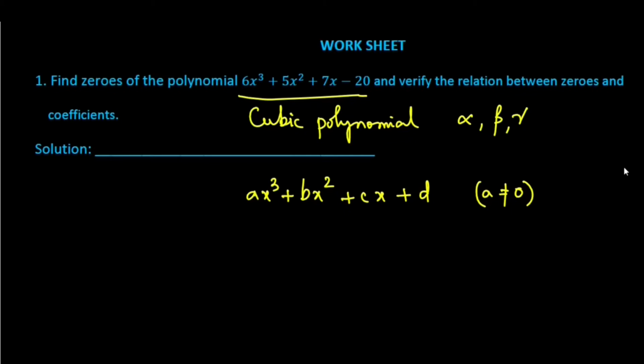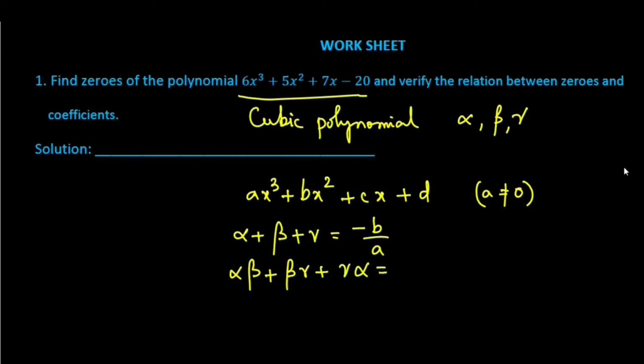The relations are alpha plus beta plus gamma is equal to minus b by a. Alpha beta plus beta gamma plus gamma alpha is equal to c by a. Alpha into beta into gamma is equal to minus d by a. These are the three relations between zeros and coefficients in case of cubic polynomial.